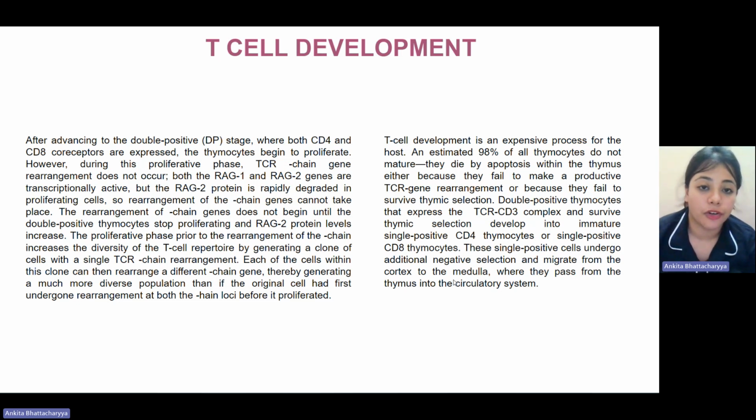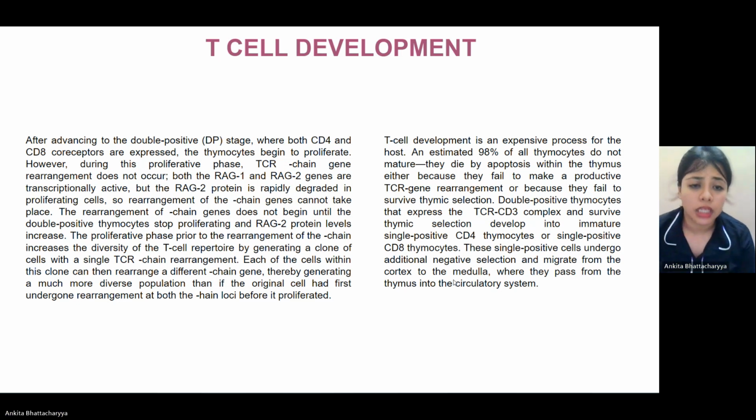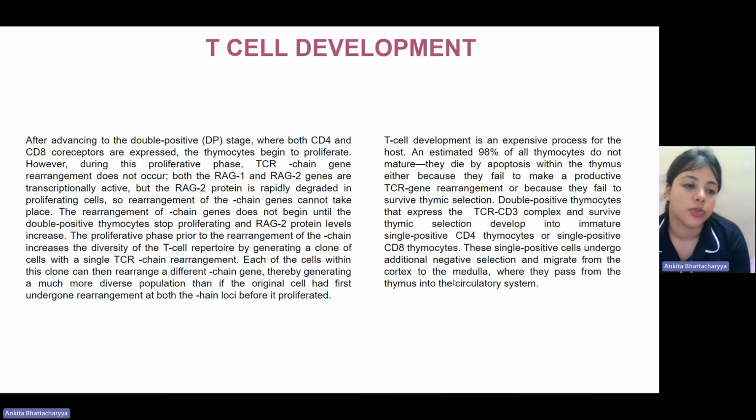So both RAG1 and RAG2 genes are transcriptionally active, but the RAG2 protein gets rapidly degraded in the proliferating cell. Therefore, the rearrangement of alpha chain genes will not begin until the double positive thymocytes stop proliferating, and once they stop proliferating, RAG2 protein levels will be restored, or let's just call it an increase. The proliferative phase prior to the rearrangement of the alpha chain increases the diversity of the T cell repertoire by generating a clone of cells which carry a single TCR gene rearrangement.